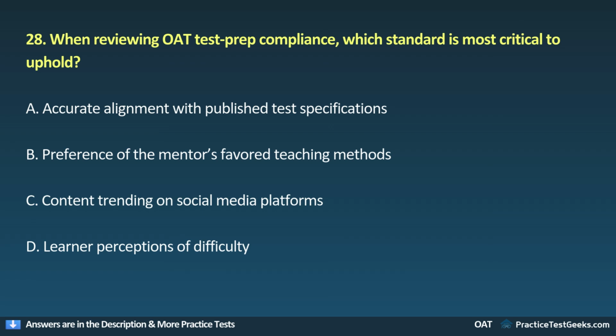28. When reviewing OAT test prep compliance, which standard is most critical to uphold? A. Accurate alignment with published test specifications. B. Preference of the mentor's favored teaching methods. C. Content trending on social media platforms. D. Learner perceptions of difficulty.